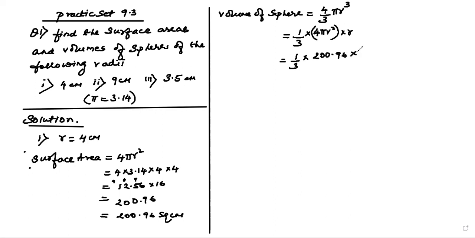200.96. Okay. And what is the radius we got? Radius we got as 4. Are you getting me here? Now you can see here, children, what happens. Again, easily multiply by 4 and divide by 3.